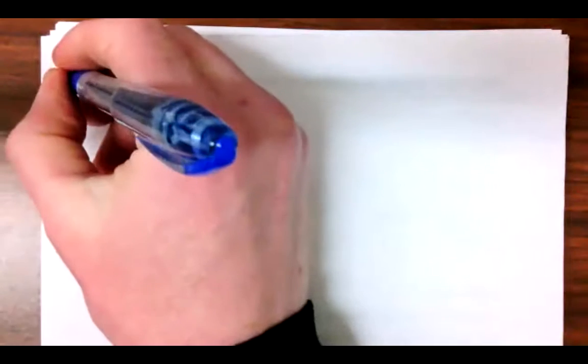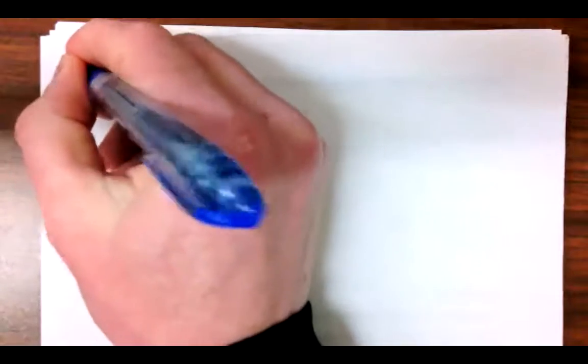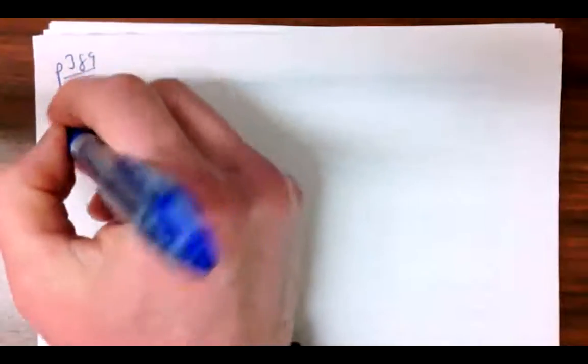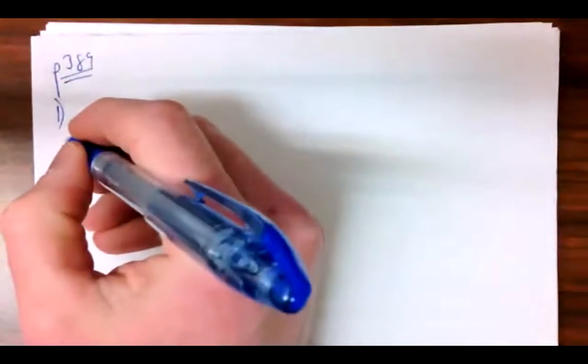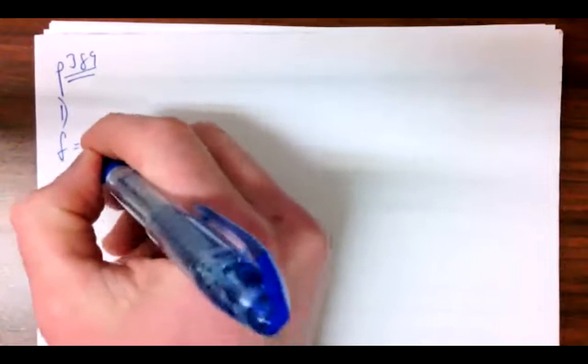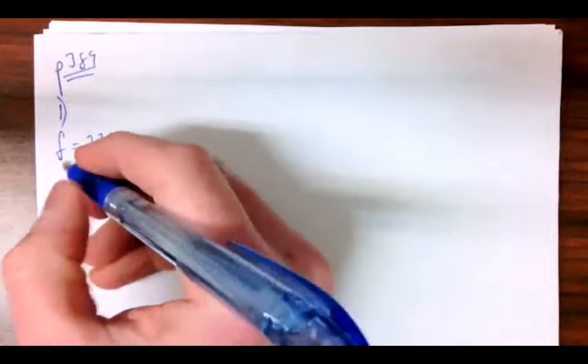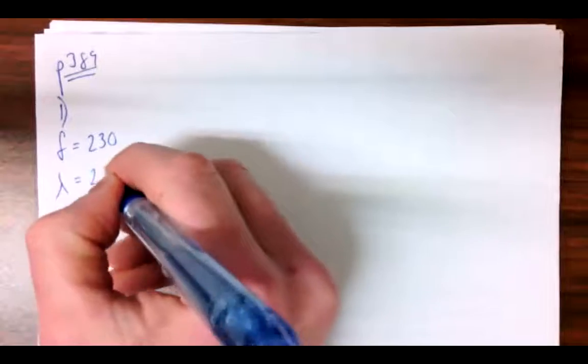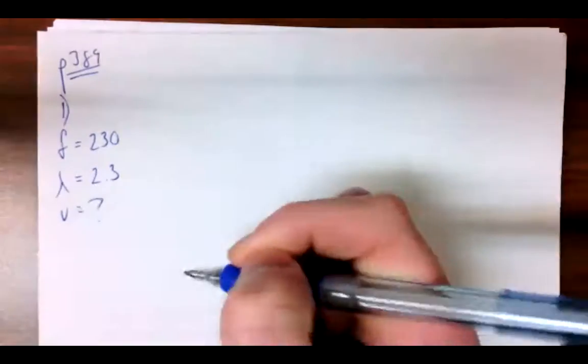Okay, so there's a couple tutorials in this one section. So first one's page 389, practice questions. I think they're all relatively straightforward, especially considering some of the stuff that we've had to do. So this one here says if a wave has a frequency of 230, frequency equals 230 hertz, and a wavelength of 2.3 meters, wavelength equals 2.3 meters, what's the wave speed?